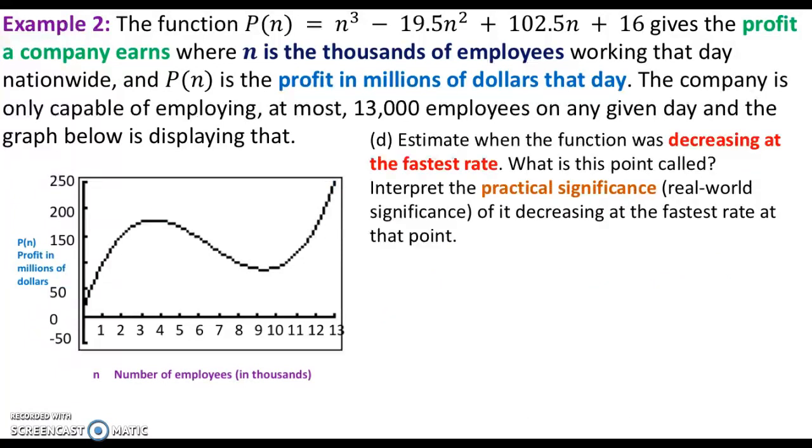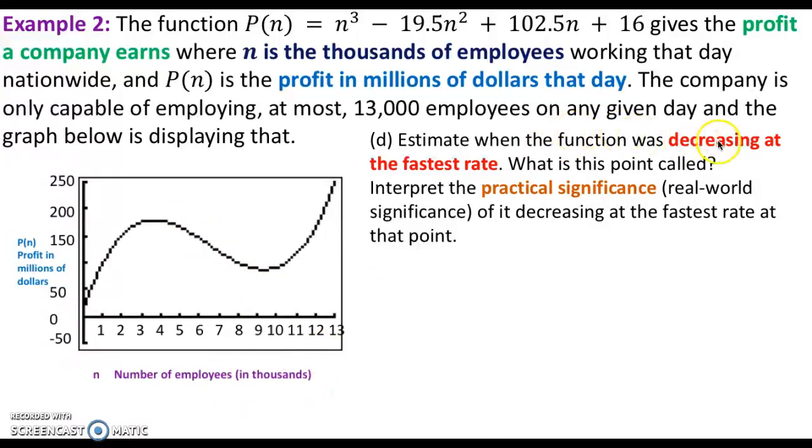Part D asks when the function is decreasing at the fastest rate. And what is that point called? Well, first, let's talk about where the function is decreasing. The function is decreasing when the curve is falling from left to right. So we say that the curve is decreasing in this interval from about 4, which was that local max, to about, what do we say, 9.5 or so? So this is where the curve is decreasing.